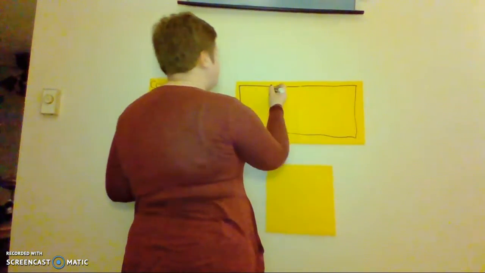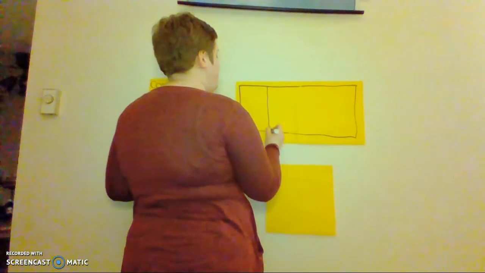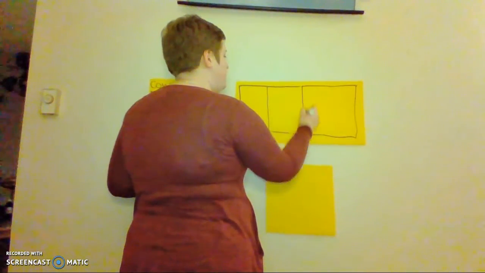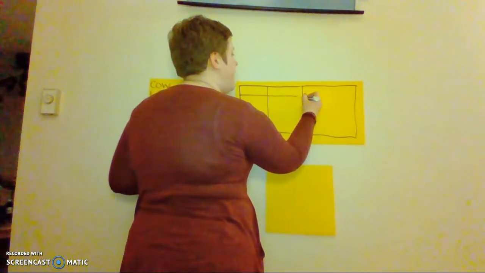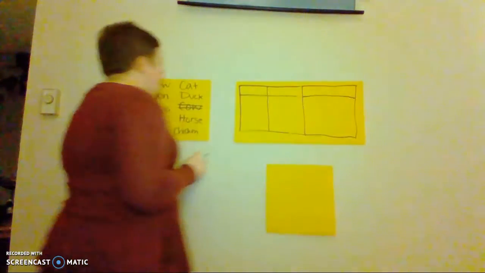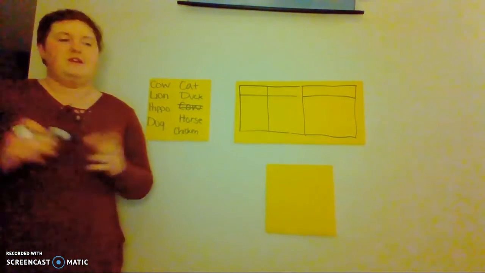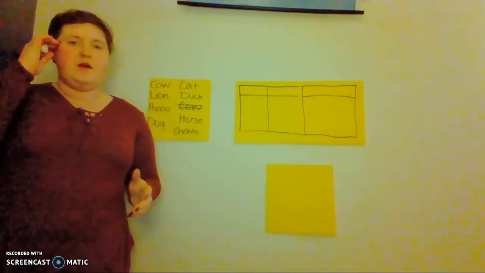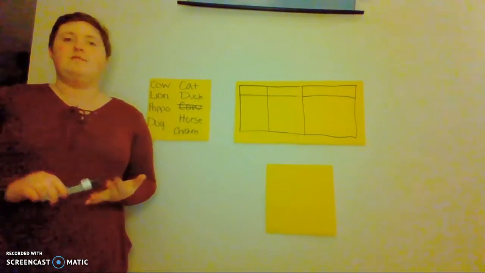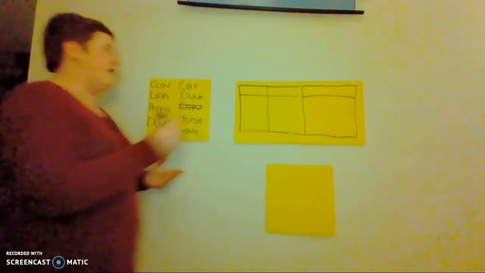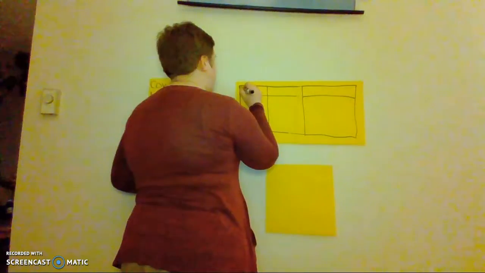I'm going to divide it into three categories: 1, 2, and 3. Very good. I'm going to put a little line on the top so we can put our categories. As I stated, the first category we're going to talk about is barn animals. Barn animals are animals that you get meat, milk, and eggs from. So that's barn animals, and that's going to be our first category.